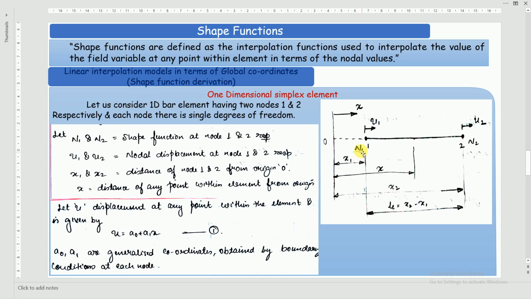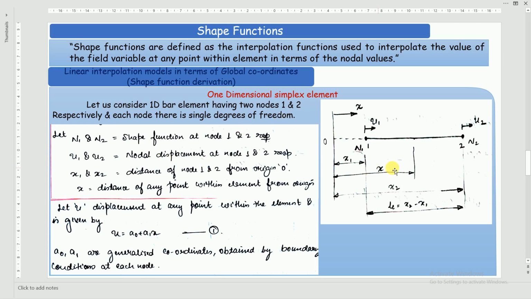You will have a shape function n1 at node 1 and a shape function n2 at node 2. The reason for the name shape is that it defines how your displacement varies within the element. That's why it is called a shape function. Whether it varies linearly or parabolically, it will tell you that.